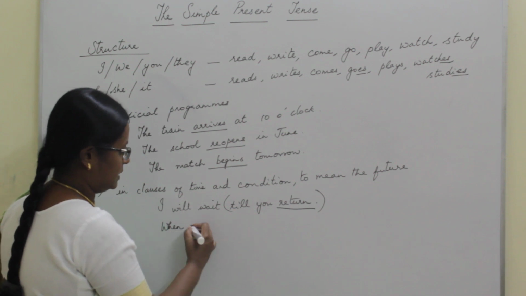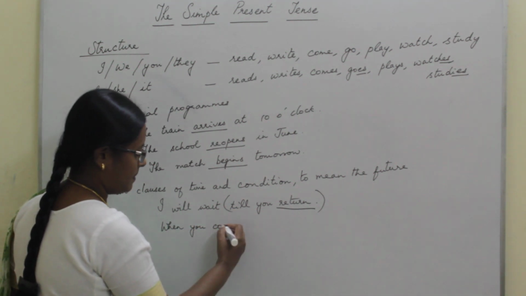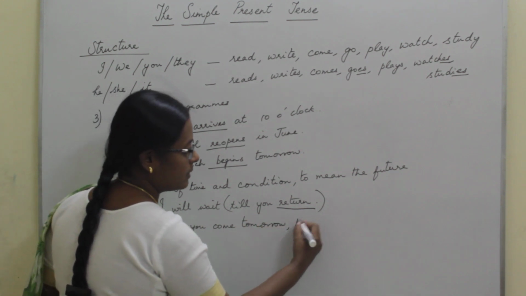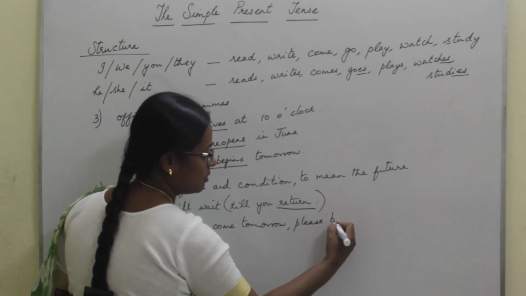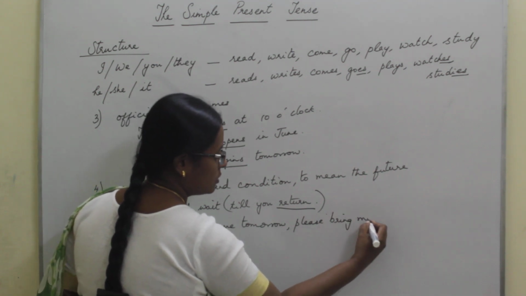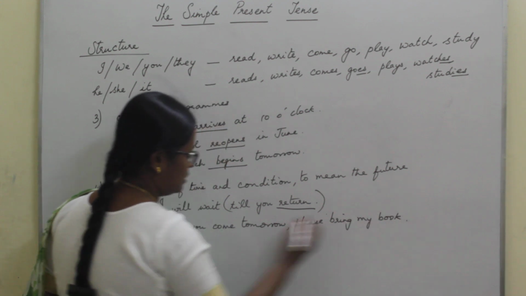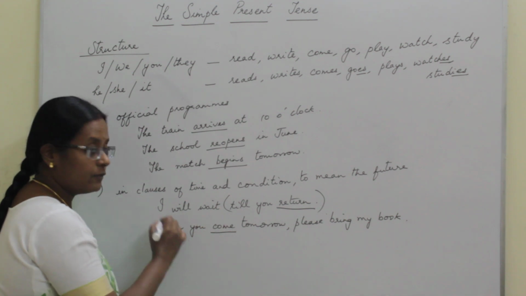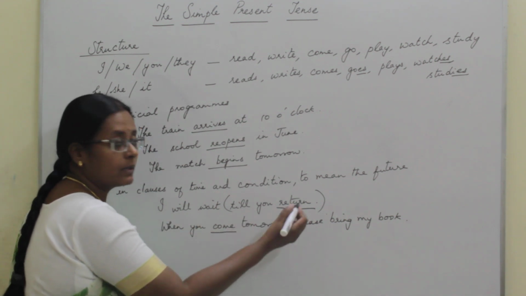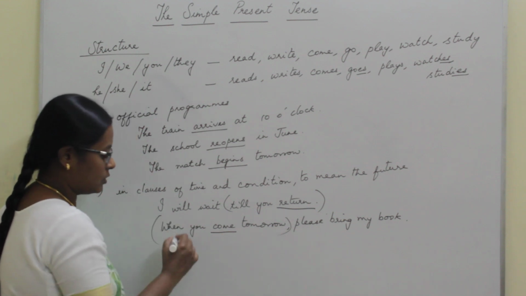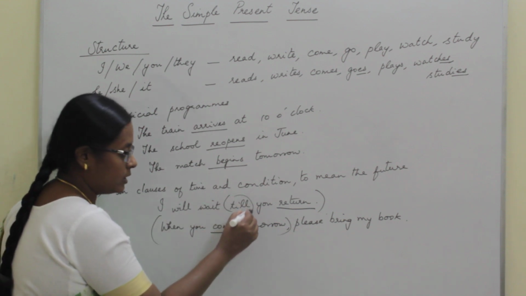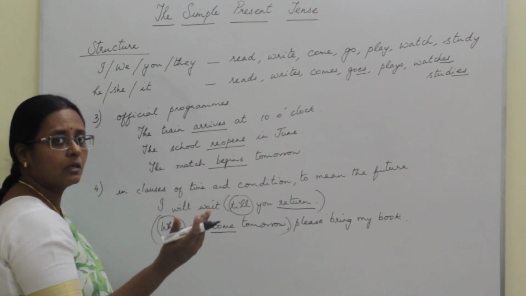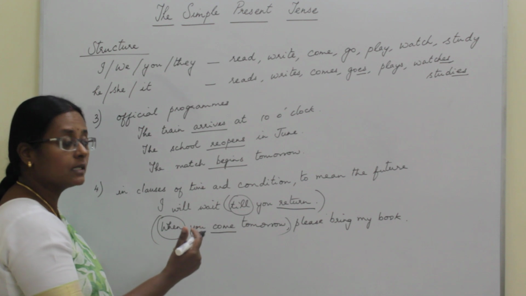So let's write another example with a clause of time. When you come tomorrow, please bring my book. So tomorrow is future. But you see, we use the present form of the verb, "come." And again, if you say, "when you will come tomorrow, please bring my book," that's wrong. So this is a clause of time because you have the word "till," "when." Similar words are before, after, until.